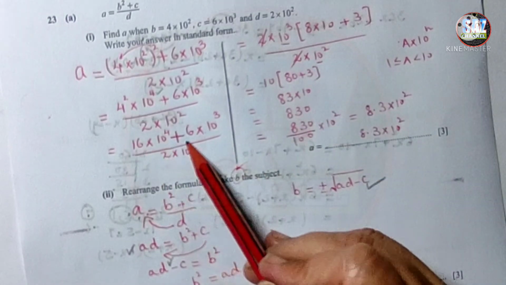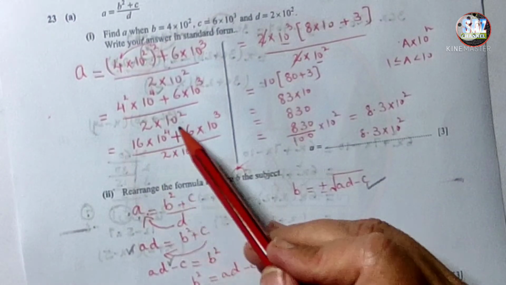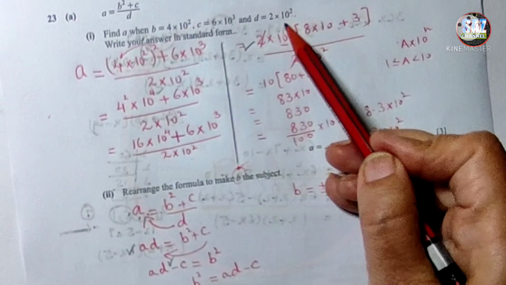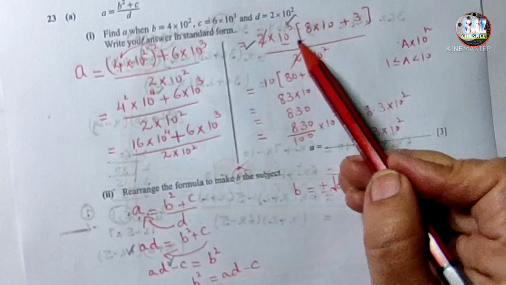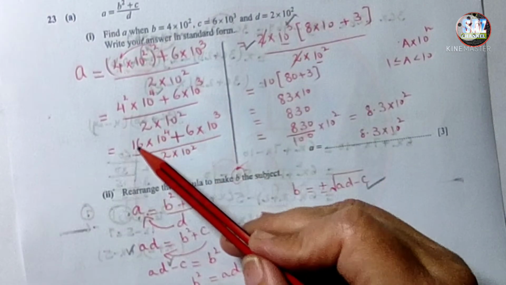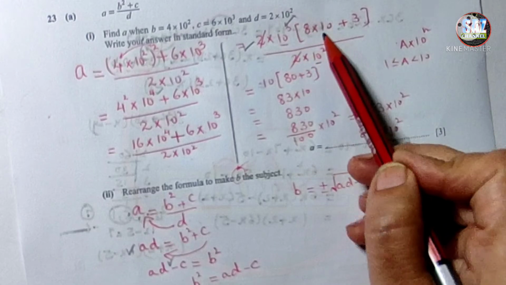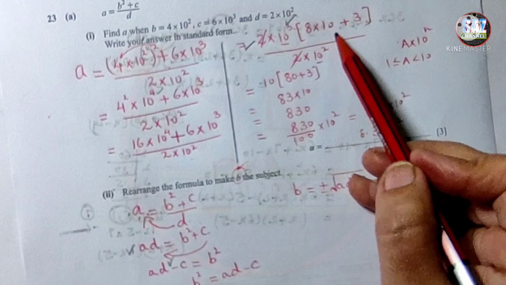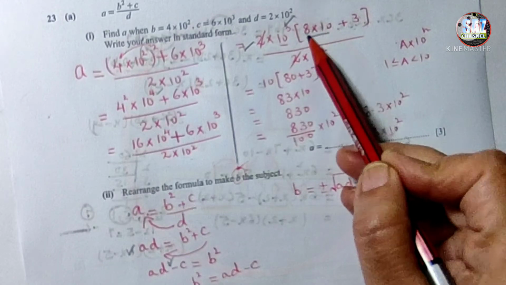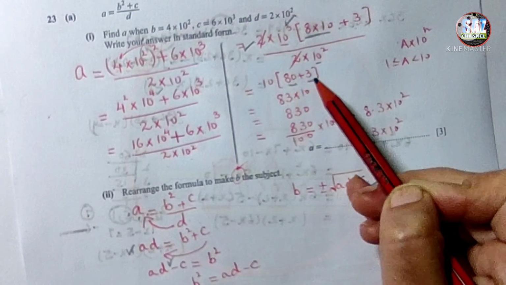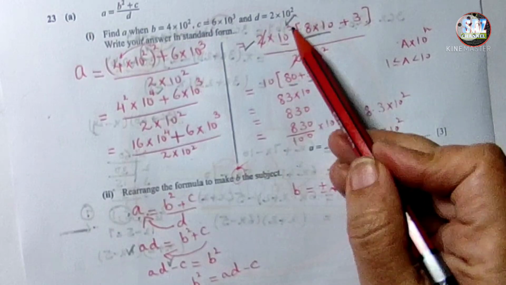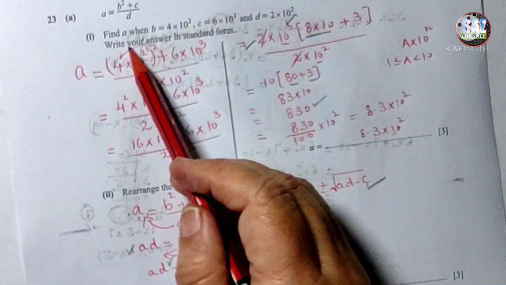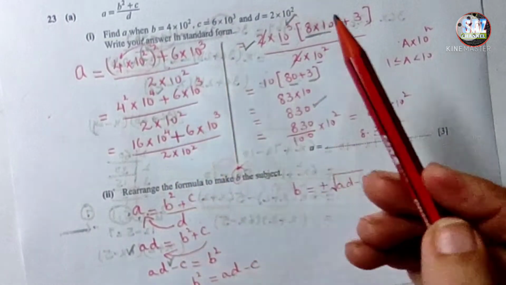Now see if we can take something common. From 16 and 6 I can pull out 2, and from the powers of 10 I can pull out 10 raised to power 3. When I'm taking 2 out from 16, I get 8 multiplied by 10 plus 3, because 10 cube is already outside. 10 multiplied by 8 is 80 plus 3 is 83, and here I'm left with 10, 830. And then again, as the question says, give the answer in standard form.